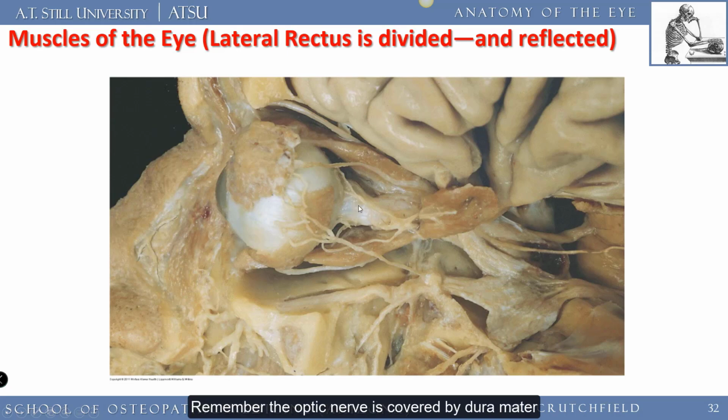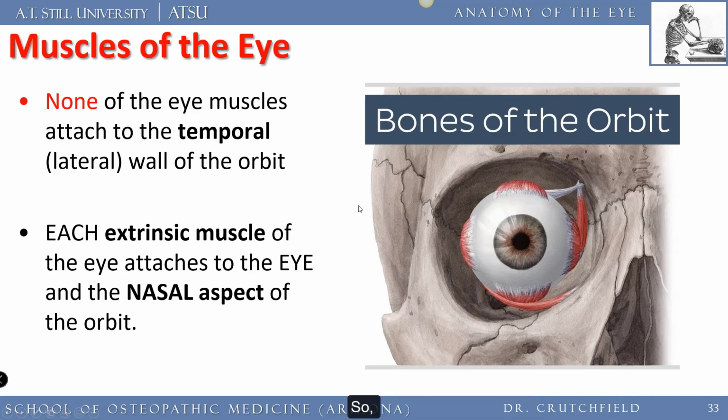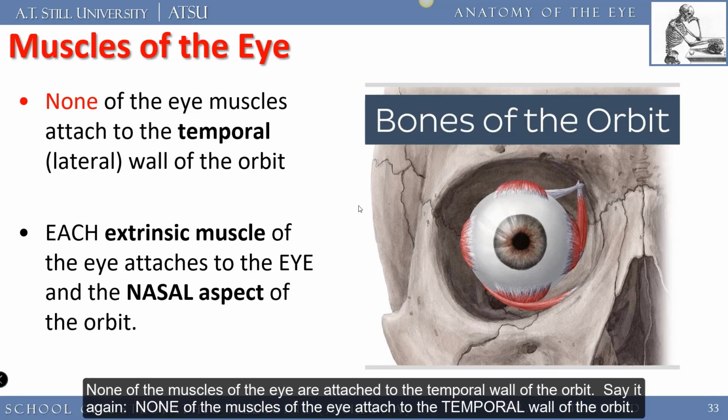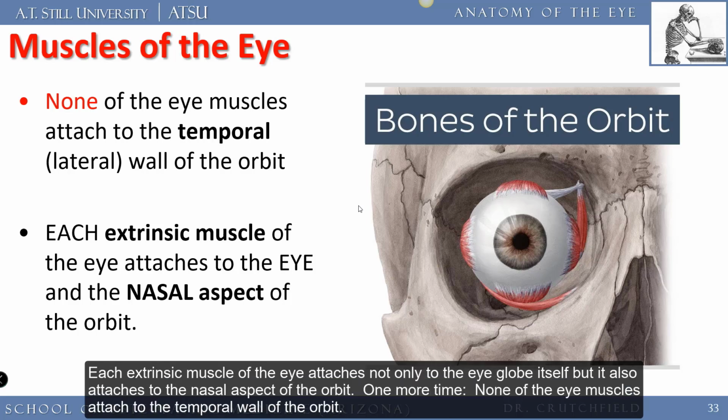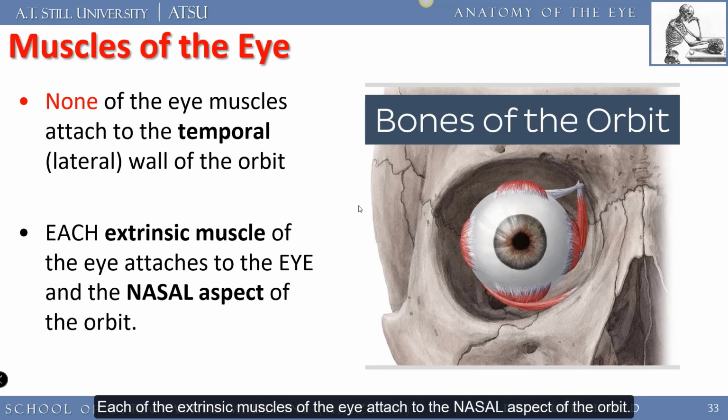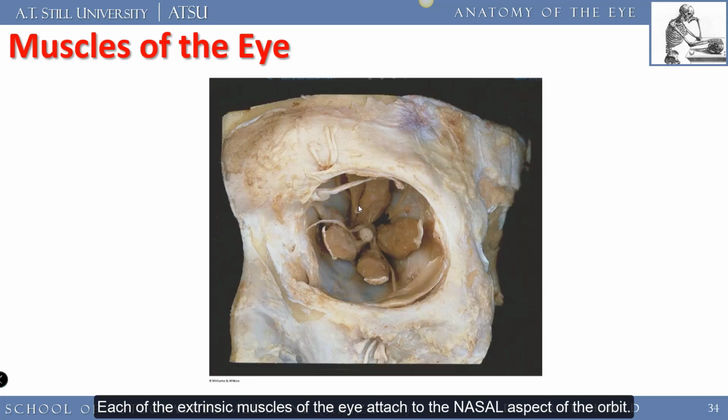Remember, the optic nerve is covered by dura mater. So none of the muscles of the eye attach to the temporal wall of the orbit. Say it again. None of the muscles attach to the temporal wall of the orbit. Each extrinsic muscle of the eye attaches not only to the eye globe itself, but it also attaches to the nasal aspect of the orbit. One more time. None of the eye muscles attach to the temporal wall of the orbit, and each of the extrinsic muscles attach to the nasal aspect of the orbit.